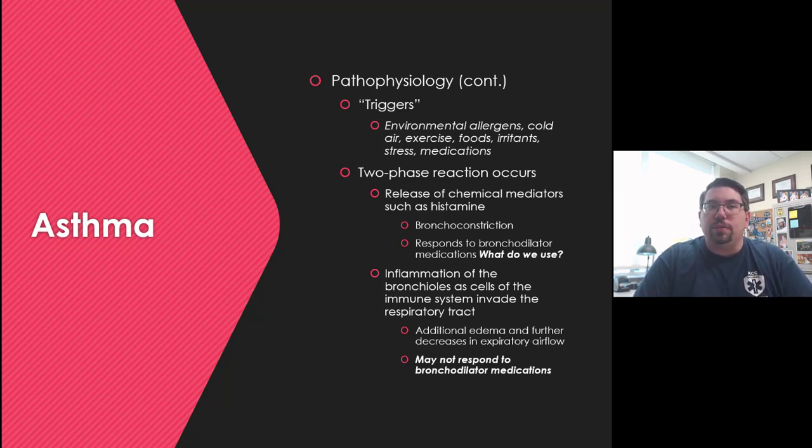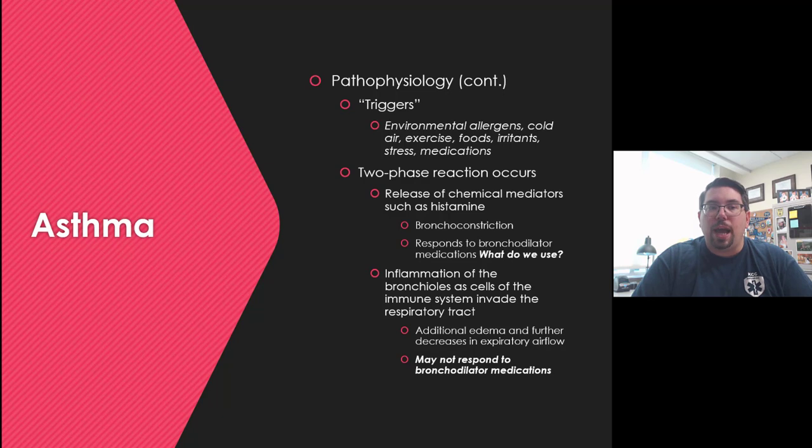The first is the release of chemical mediators such as histamine. Histamine leads to leaky capillaries, which is going to cause an increase in inflammation and an increase in bronchoconstriction. We know that these bronchoconstrictions can be reversed if we use an appropriate medication. Bronchodilators such as beta-2 agonists are what truly have a major effect on reducing those bronchoconstrictions.